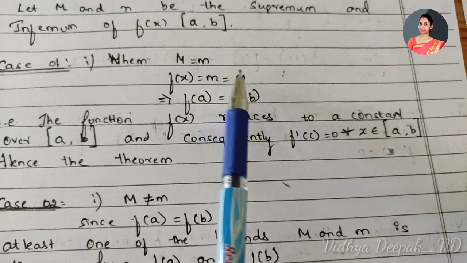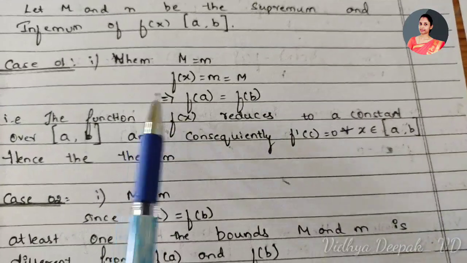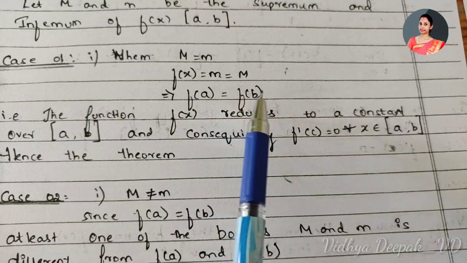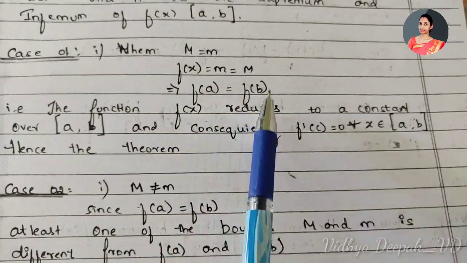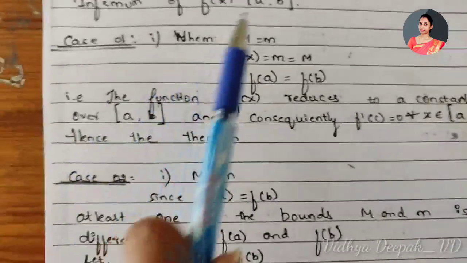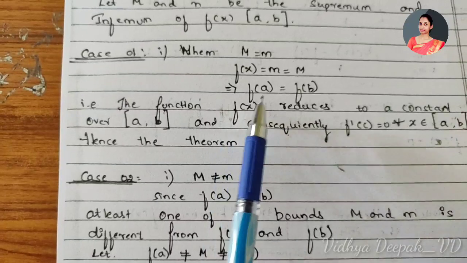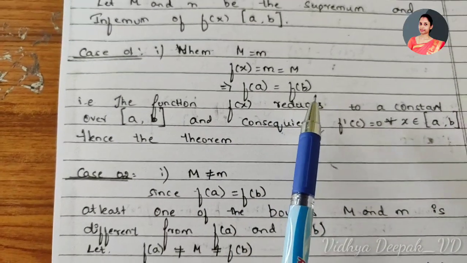Okay, supremum and infimum are equal. That means f of x is also equal to them. That implies f of a is equal to f of b. A and b are the interval a comma b. Which interval did we consider? a comma b. This is what we are saying here: f of a is equal to f of b.